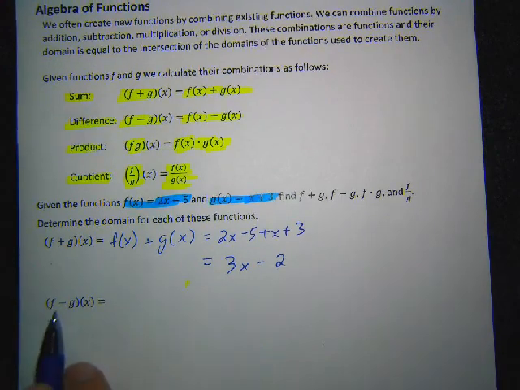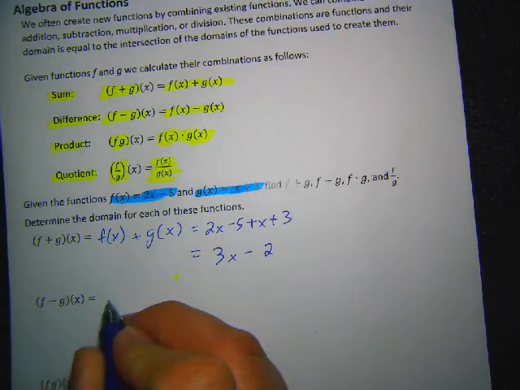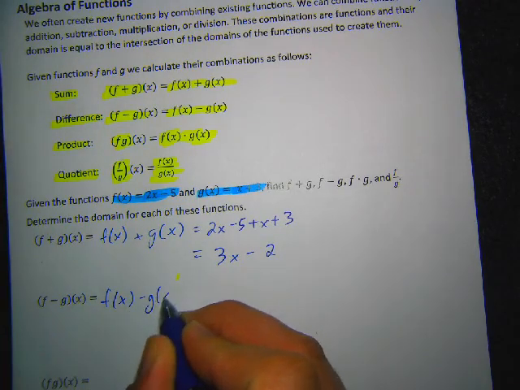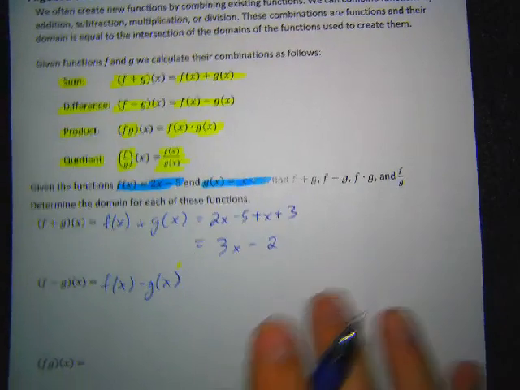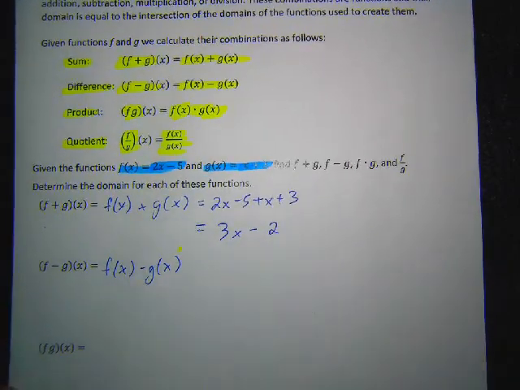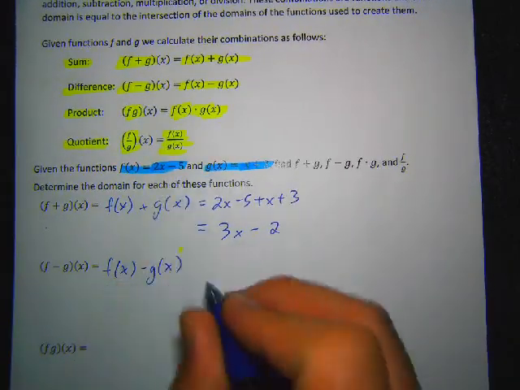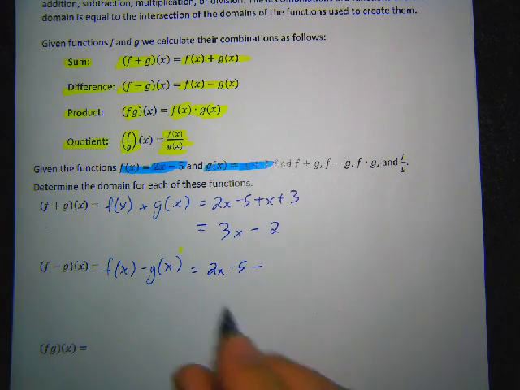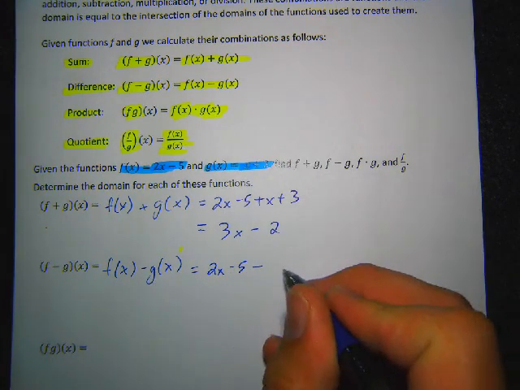Okay, next function we want to subtract. So now we're doing f of x minus g of x. You have to be careful with subtraction because the order matters. Remember, subtraction, you have to really be careful about what order you're doing. So we want to make sure we put the f of x function first. So we get 2x minus 5 first, minus the g function, the second function, which is the x plus 3.